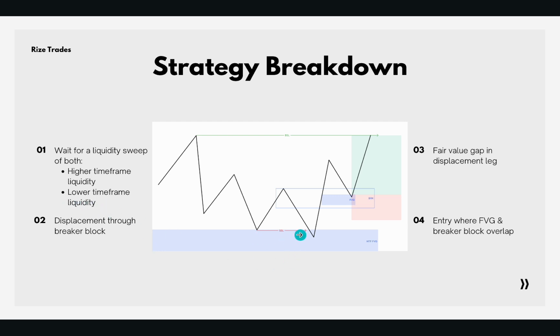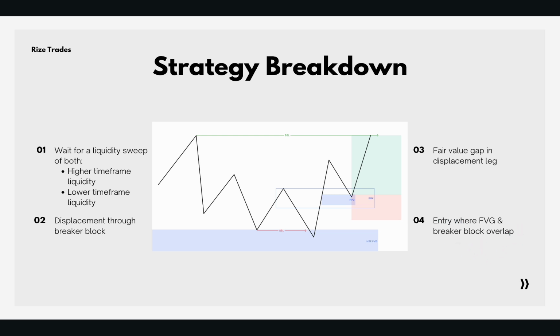So this is just a sweep of the most recent sell side liquidity, so the most recent low. And then we want to wait for displacement through the breaker block, which leaves behind a fair value gap in this displacement leg. And then we want to enter where the fair value gap and breaker block overlap.